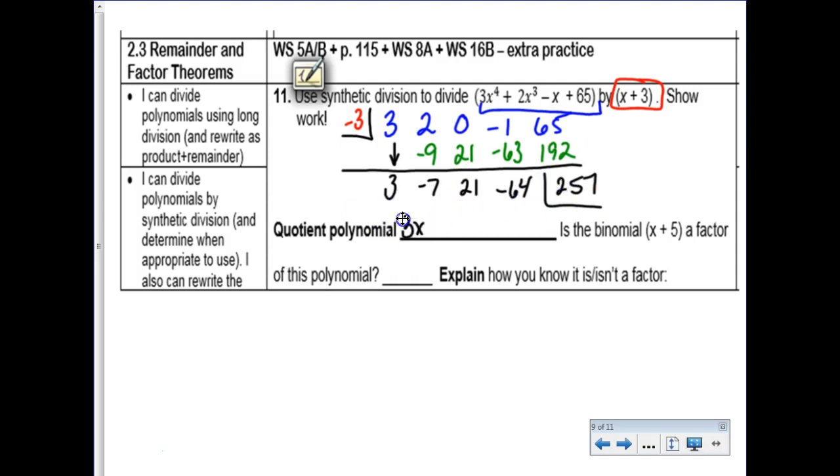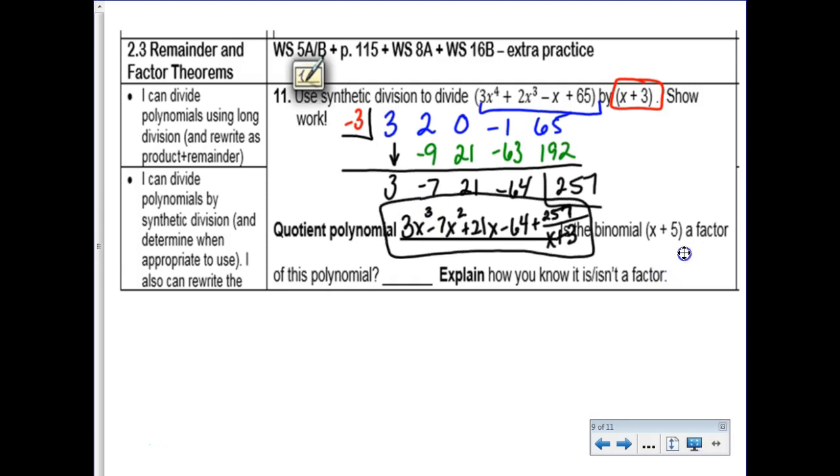So you have 3x to the, remember what you did here, quartic divided by linear. So 3x to the third minus 7x squared plus 21x minus 64. I'm running out of room. How do you write this remainder? Plus 257, and it's a remainder because it's still being divided by the x plus 3. Somehow you got to sneak in that whole quotient.